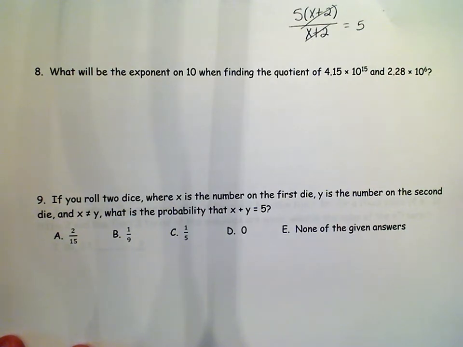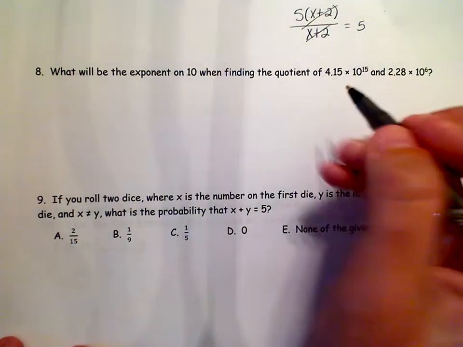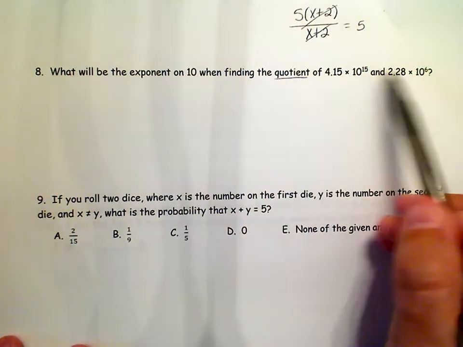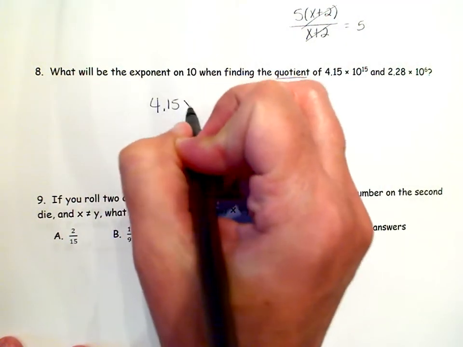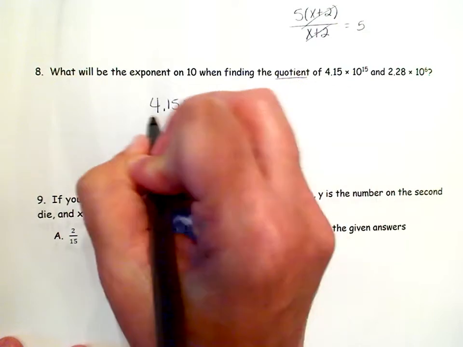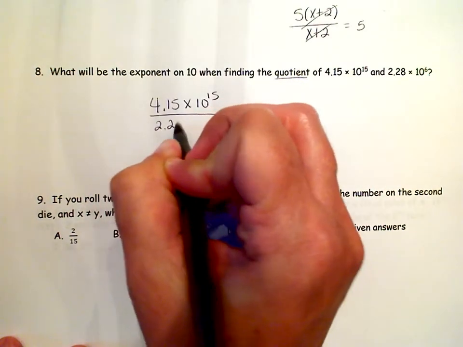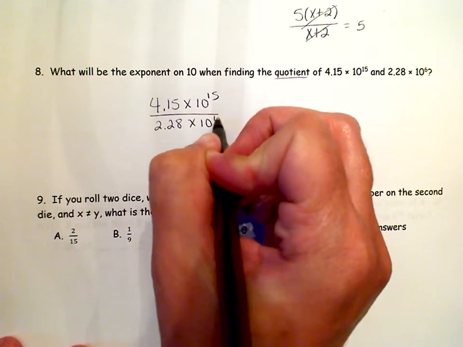Number 8. What will be the exponent on 10 when finding the quotient of 4.15 times 10 to the 15th and 2.28 times 10 to the 6th? So remember, quotient means to divide. So we're just going to divide these two. Okay, so 4.15 times 10 to the 15th over 2.28 times 10 to the 6th.